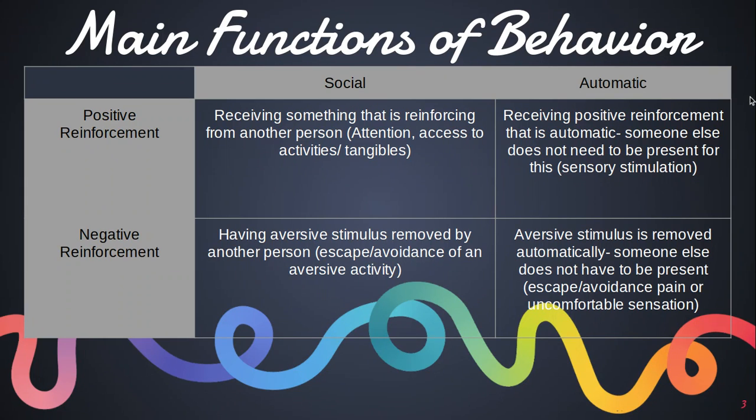Automatic positive reinforcement is when there's positive reinforcement that is automatic, or in other words, someone else does not need to be present for this. So this could be something like sensory stimulation. Automatic negative reinforcement is when an aversive stimulus is removed automatically. Again, someone else doesn't need to be present for this. This could be escape or avoidance from pain or an uncomfortable sensation. So the big difference here is that social reinforcement is when somebody else does need to be present, and automatic reinforcement is when somebody else does not need to be present.